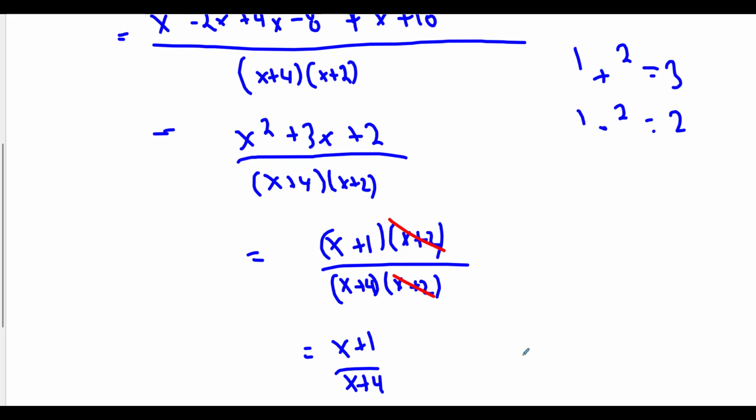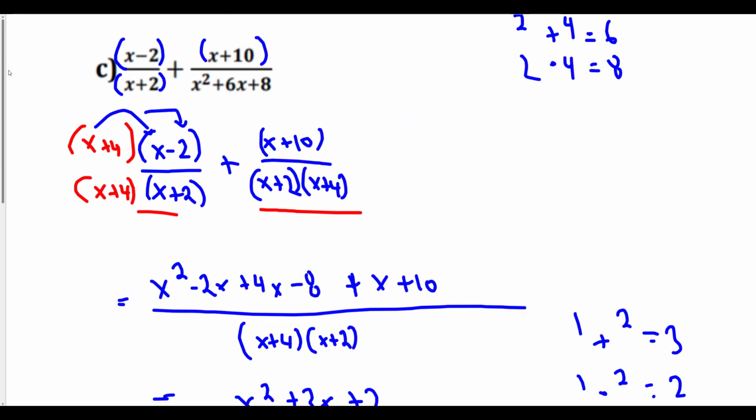We always need to state restrictions. And we do not state restrictions at the final step, because if that were the case, we'd only say x cannot equal negative 4, and that's not true at all. We know that there's many values that x cannot take.